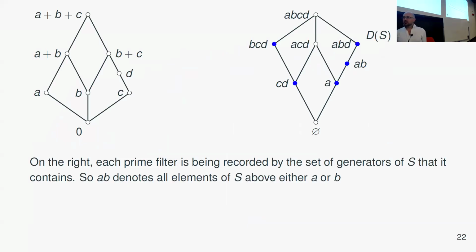And how have I labelled this? So on the right, each prime filter is being recorded by the set of generators that it contains. And then I've just ordered them just by set containment. So here, CAB here would denote all elements of S above either A or B. So just everything up here. And that's an example of a prime filter. So that's this one here.